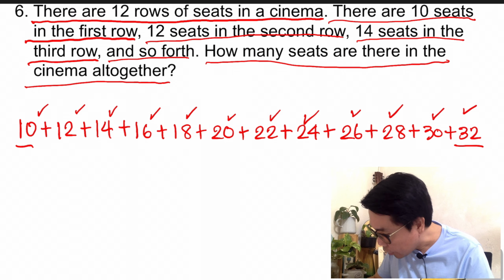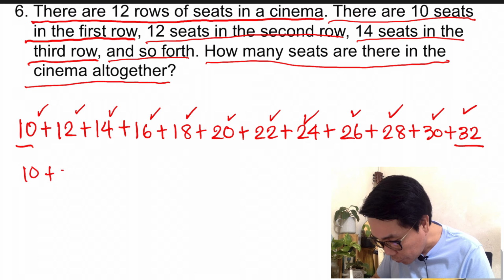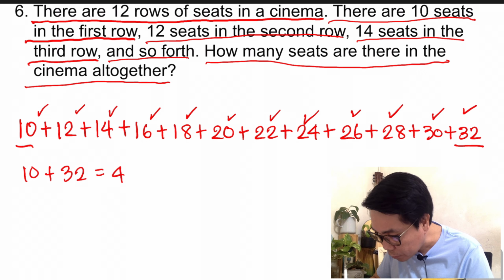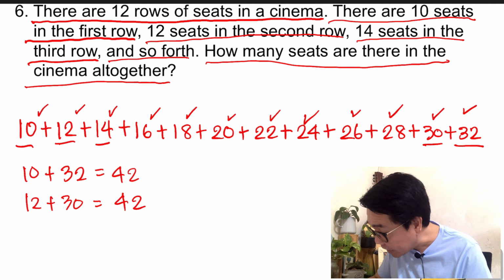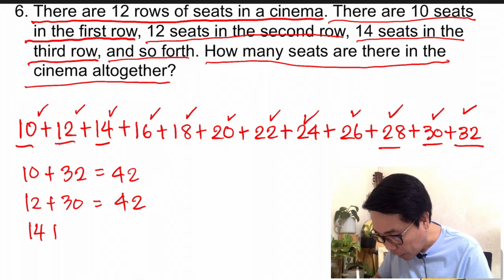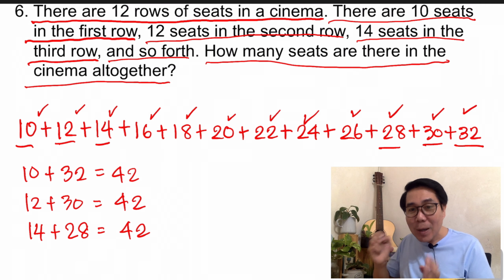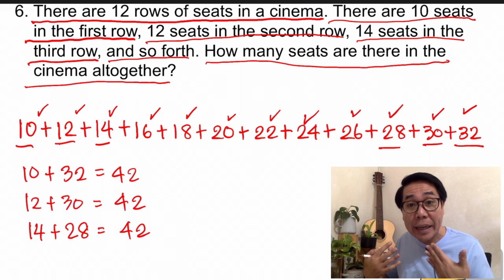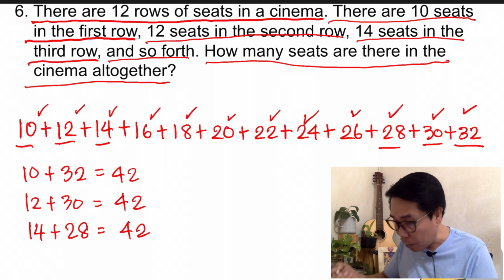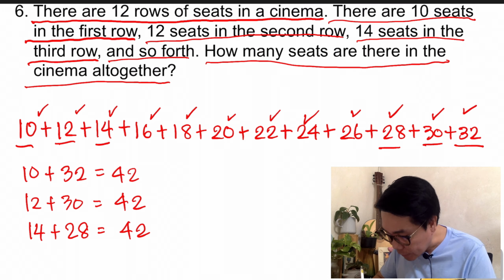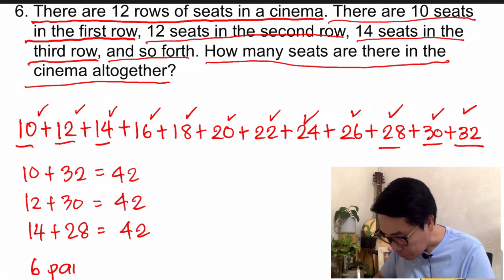10 plus 32 is equal to 42. Next, 12 plus 30 is equal to 42. Then let's try 14 and 28. 14 plus 28 is equal to 42 also. Now, how many numbers? There are 12 in all. So 12 divided by 2 in pairs. We get 12 divided by 2 is 6 pairs in all.